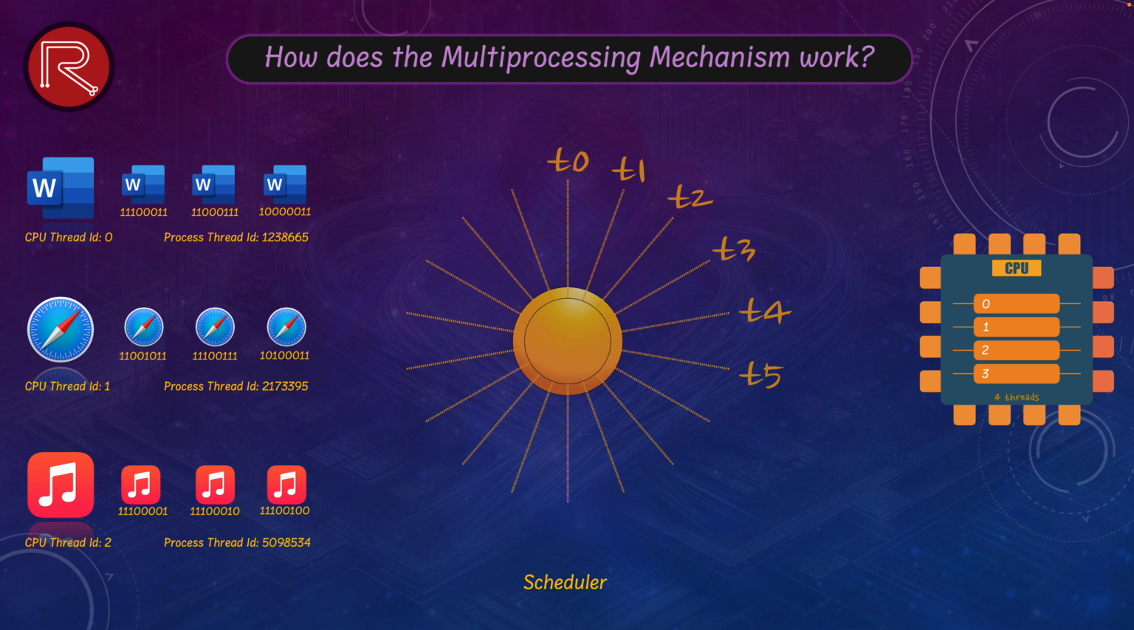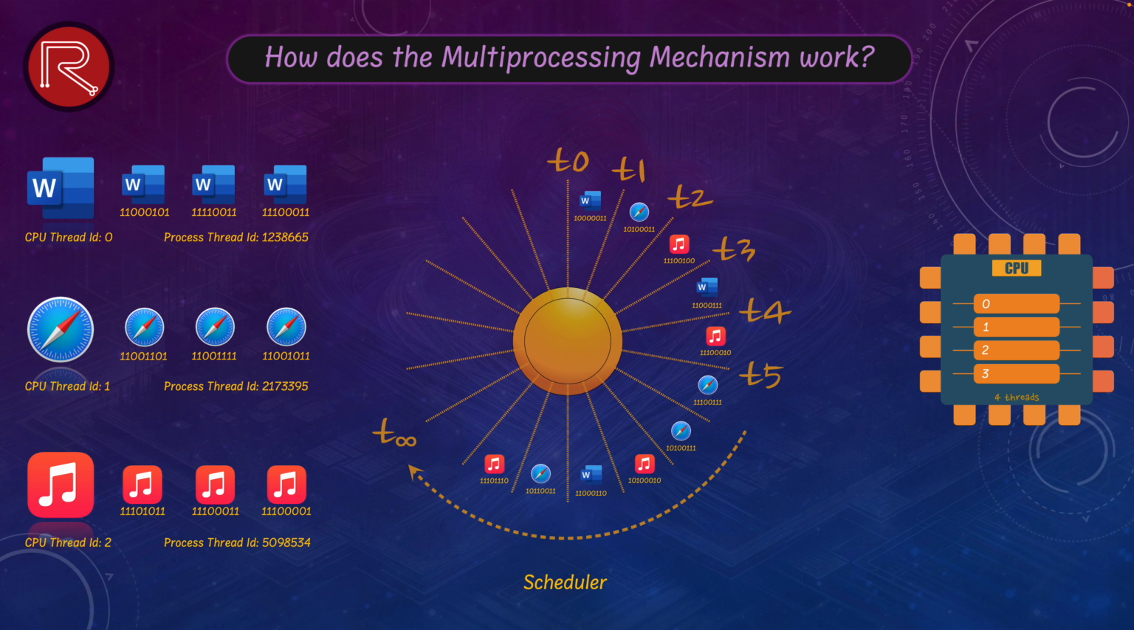Moving on, the scheduler has decided that a chunk of bytecode from Microsoft Word will be processed at time t0, and a chunk of bytecode from the Safari browser will be processed at time t1, and a chunk of bytecode from Apple Music will be processed at time t2. This pattern continues at times t3, t4, t5, and so on.